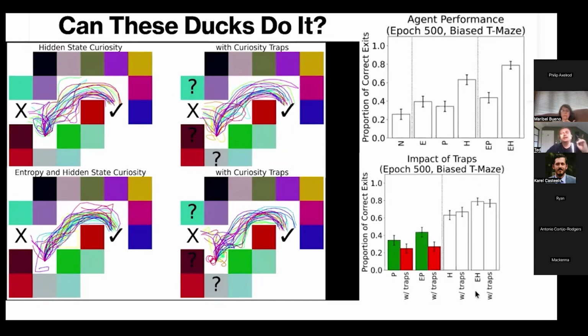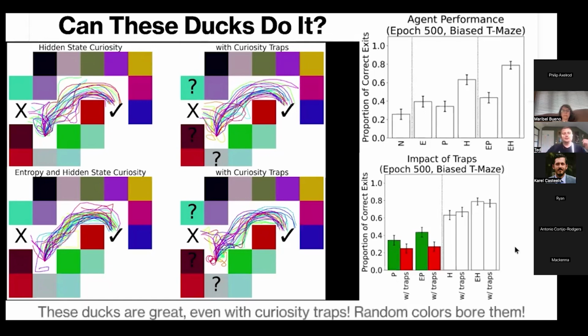But the ducks with hidden state curiosity, instead of looking at accuracy, they're looking at complexity. They don't care about the randomly changing color blocks. So these ducks are great, even with curiosity traps. The random colors bore them. So even though they're not accurate, the accuracy can be pretty low sometimes. But that doesn't matter, because the complexity is still very low.